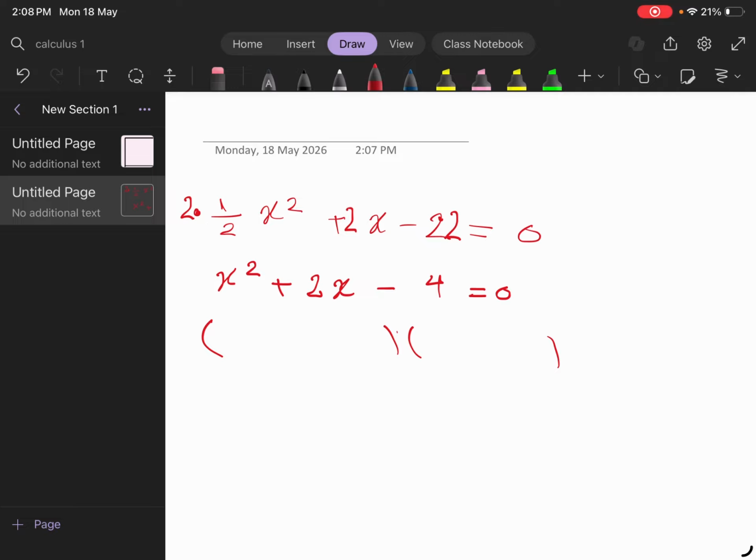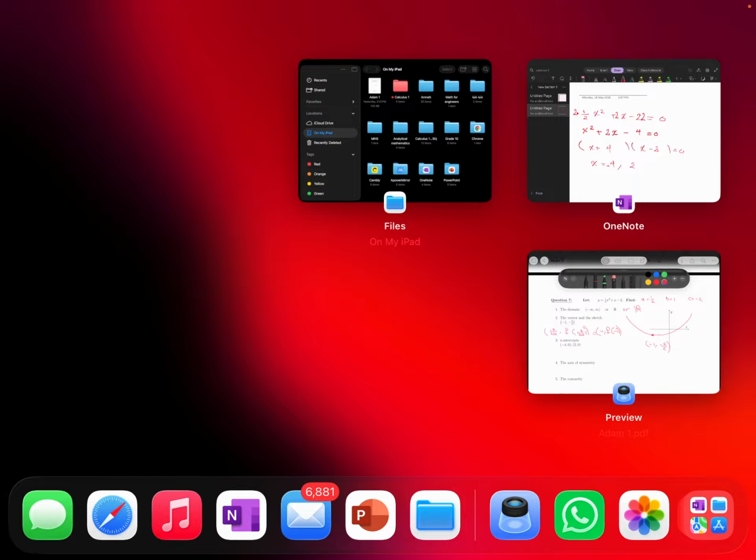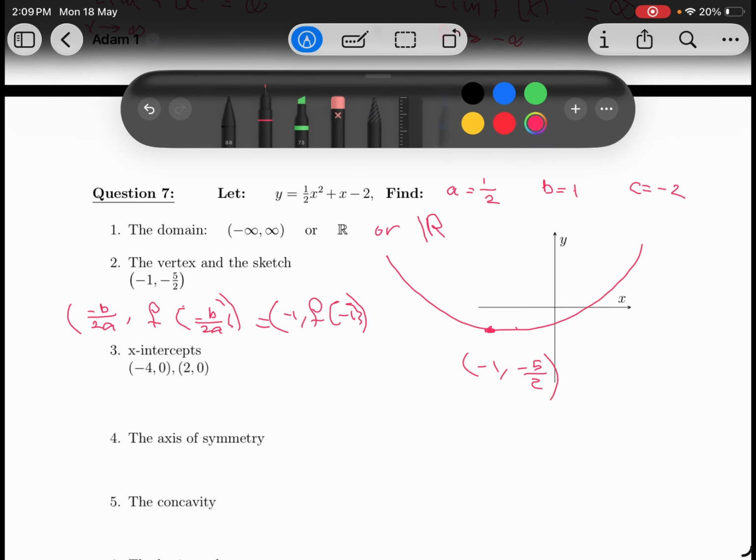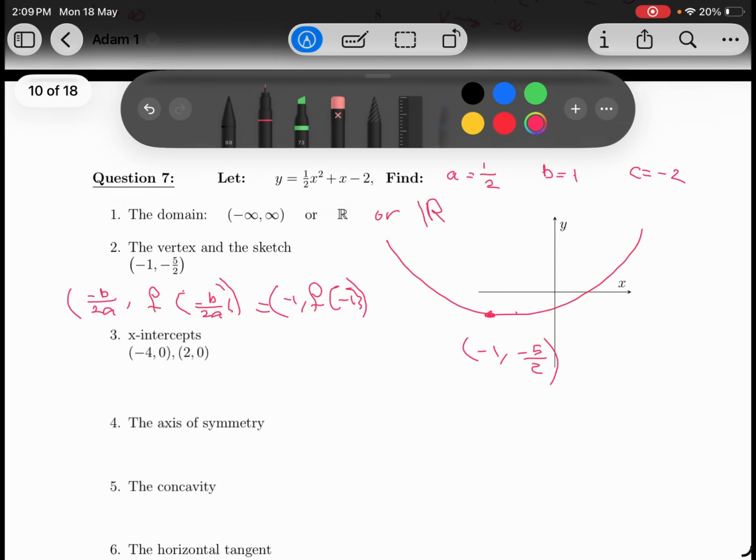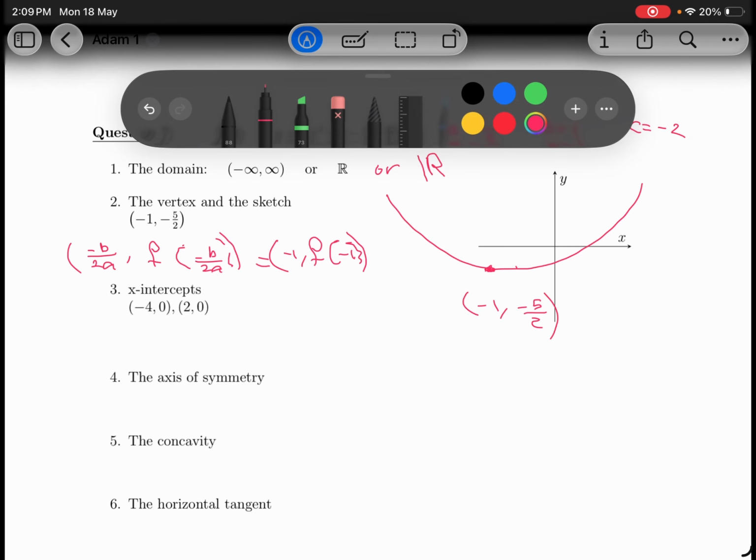Multiplying by 2 will not change the zeros of this quadratic equation, okay? So it will be (x + 2) times (x + 4)... sorry, (x + 4) times (x - 2) equals 0. So the roots will be minus 4 and 2. And if we switch back to that file, we will find here that the zeros, minus 4 and 0, 2 and 0, are the same as what we get on that note. Okay, so this is fine.